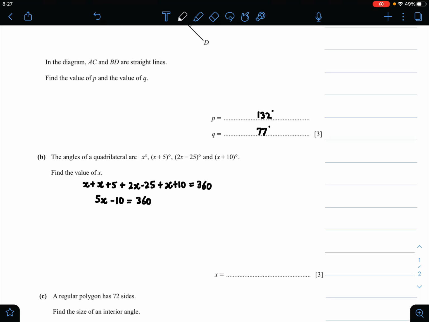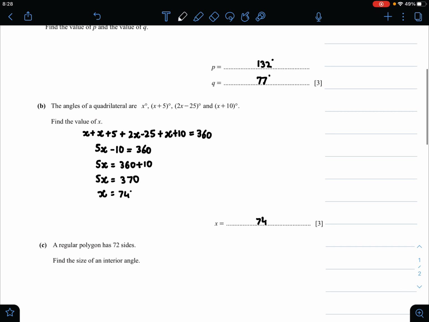Now what you have to do is take 10 to the other side of the equation, so it will become 5x is equal to 360 plus 10, and therefore 5x is equal to 370. Therefore x would be equal to 370 divided by 5, which is equal to 74 degrees.